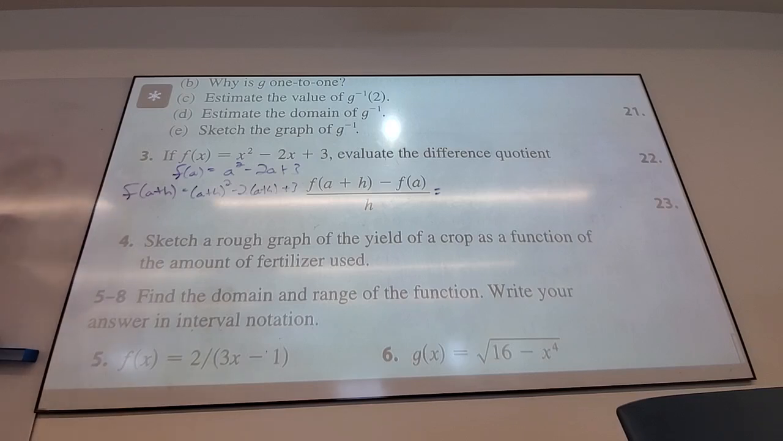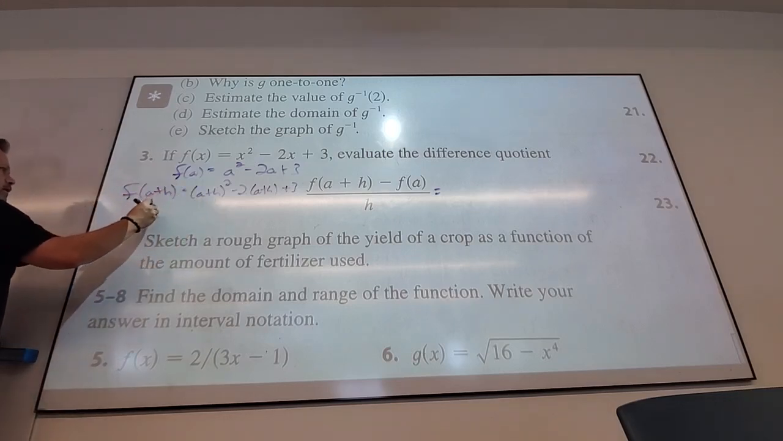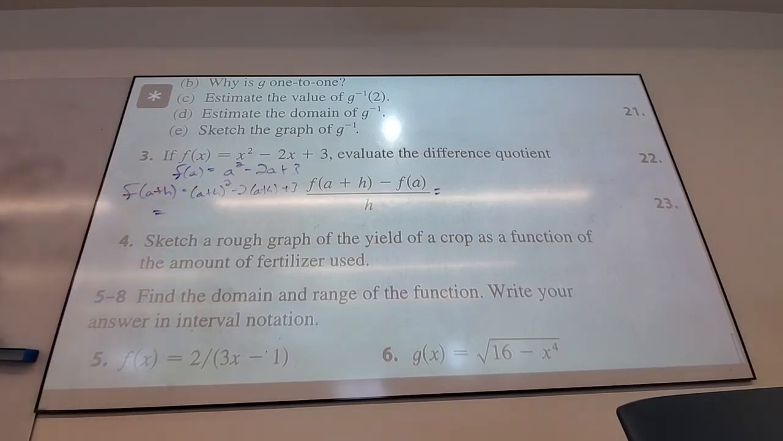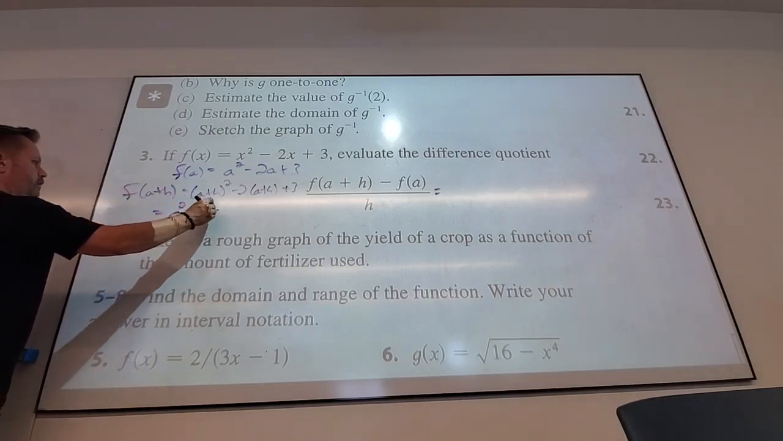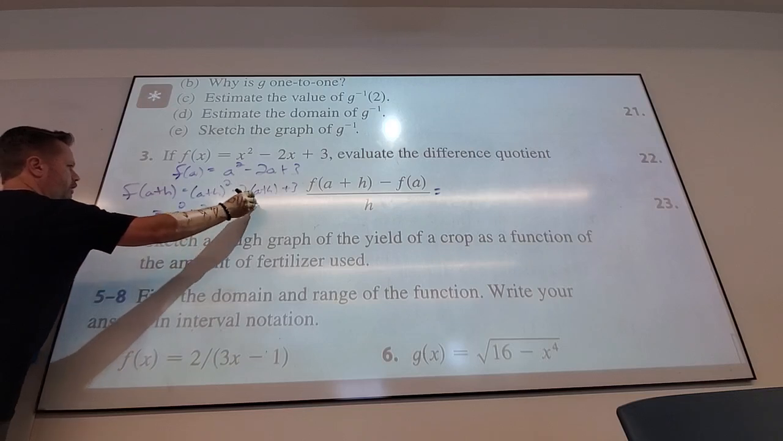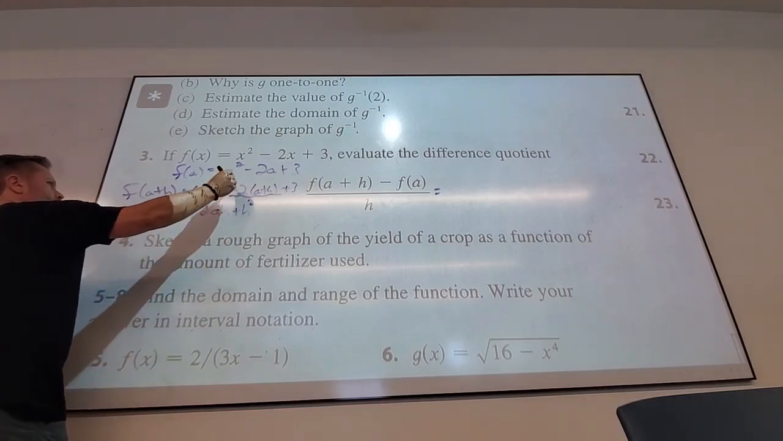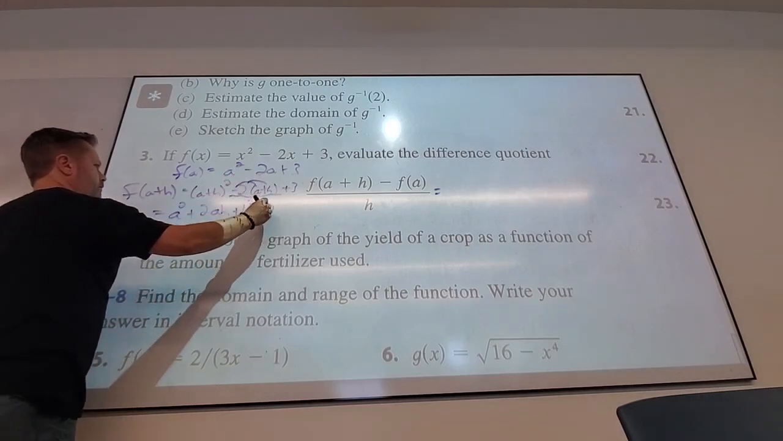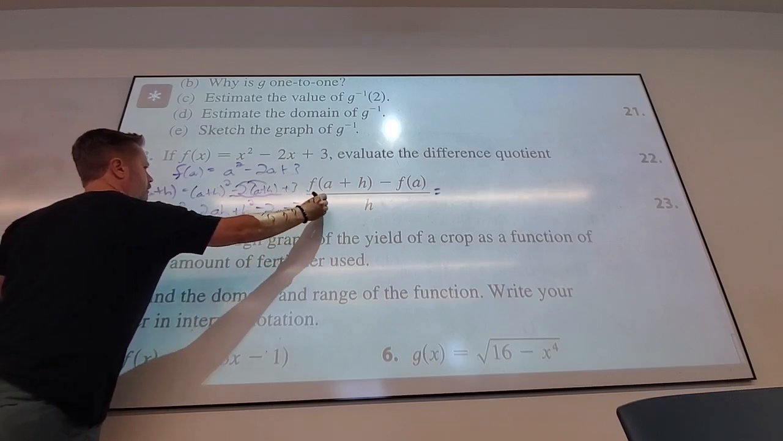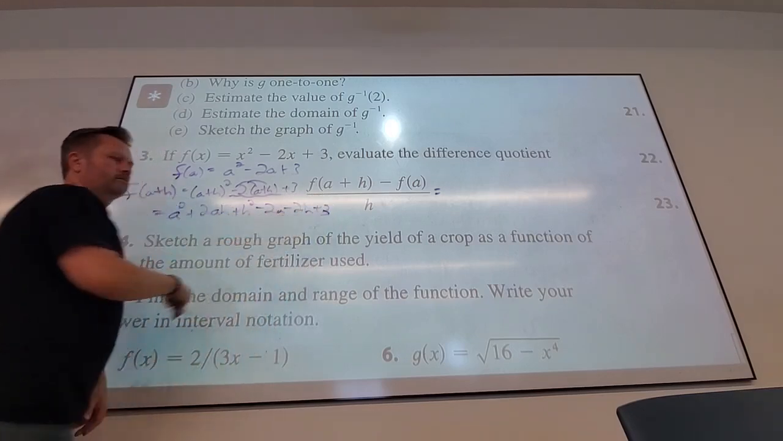So I've got work to do. What is a plus h squared? A squared plus 2ah plus h squared. You have to actually FOIL that out, right? It's not just a squared plus h squared. So it's a squared plus 2ah plus h squared. What do you do here? Minus 2a plus 2. Okay.